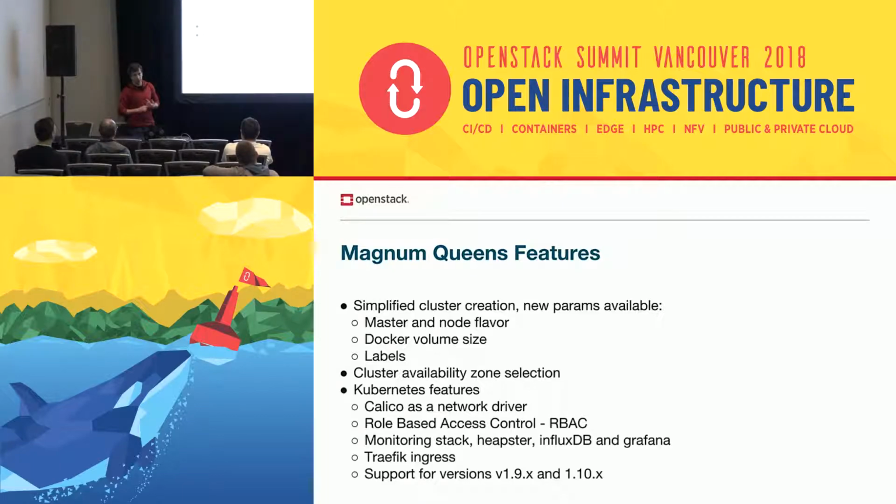Another big feature was inclusion of an ingress controller. So there's Traefik, and there's ongoing work to also allow Nginx, both with and without TLS support. And then new versions of Kubernetes being supported. So there's support for 1.9 and 1.10.